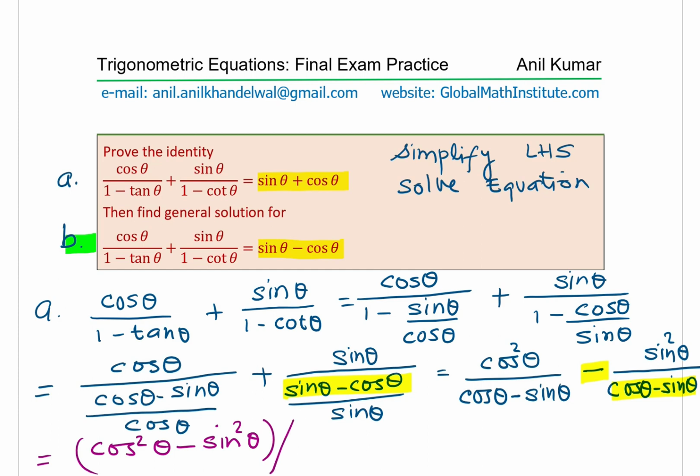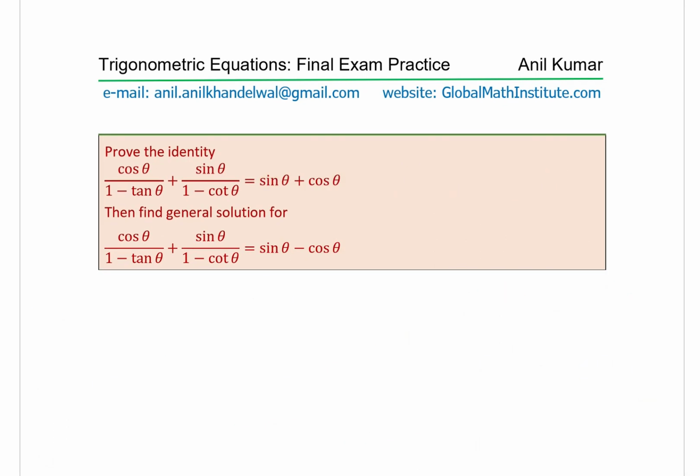And in the denominator, we have cos theta minus sine theta. Is that clear to you? So the numerator has the difference of square. So whenever you have difference of square in the numerator, you could always write this as sum and product, correct? So let's take it on a new page. I'll rewrite this and then we'll continue.